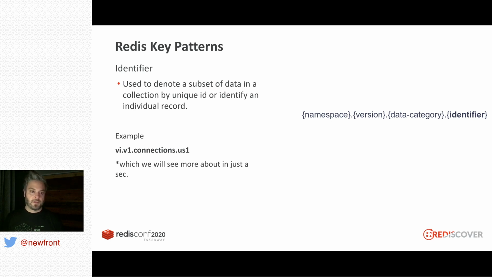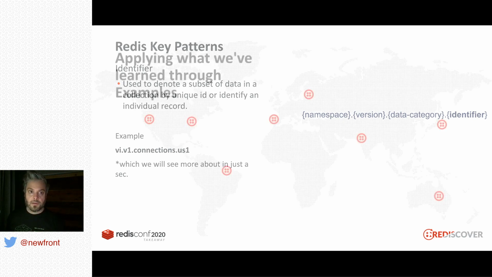So namespace, version, and data category, or namespace, version, and a unique identifier, it's up to you. And I'm going to build out what I think actually works well and also what has worked well in production. But a lot of this stuff is a suggested use case, a suggested pattern. I try not to dictate anything that you guys do in the future.